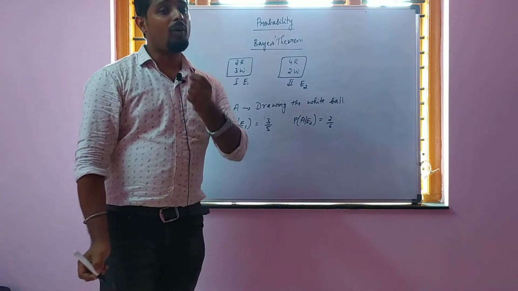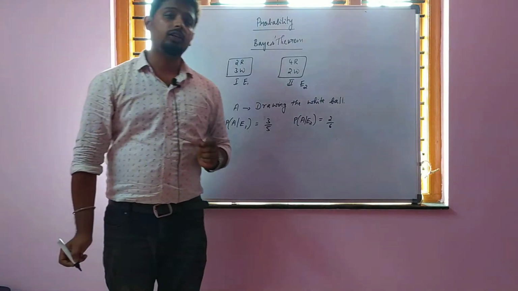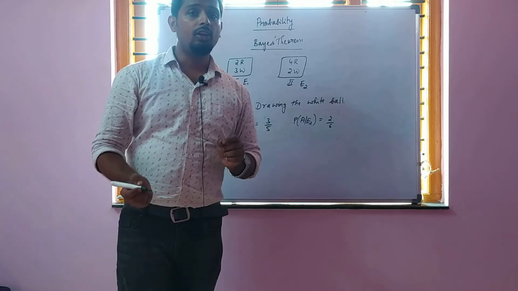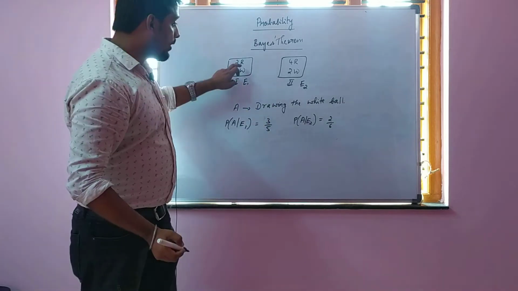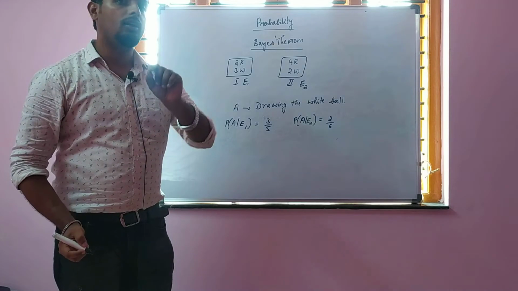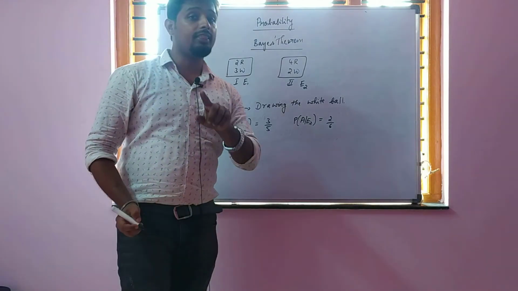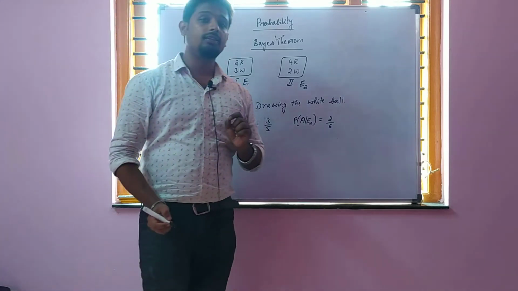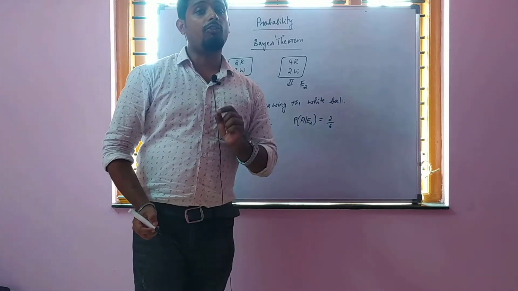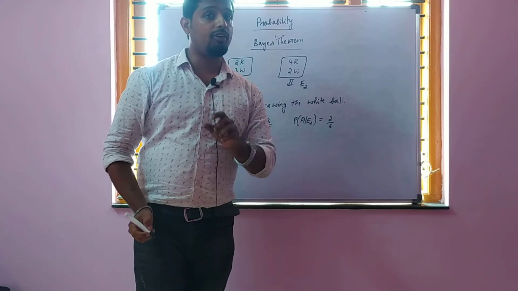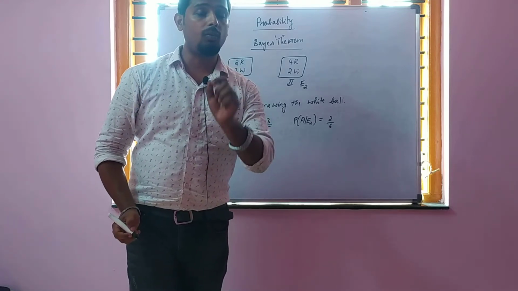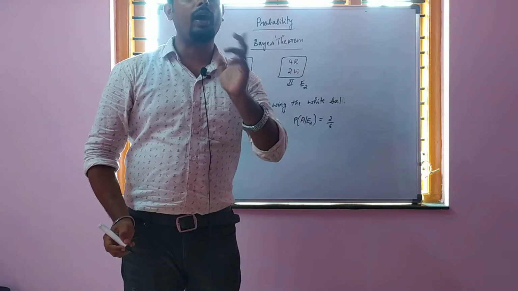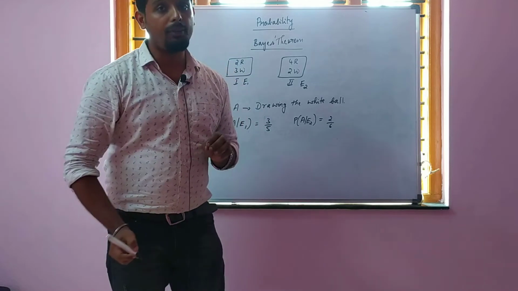Is that right? Now my question is, what is the probability that you draw a ball from bag 1 if it is given that the ball drawn is white? I will repeat once again, students. What is the probability of selecting bag 1 if you have already drawn a ball of white color? This is what is happening here.